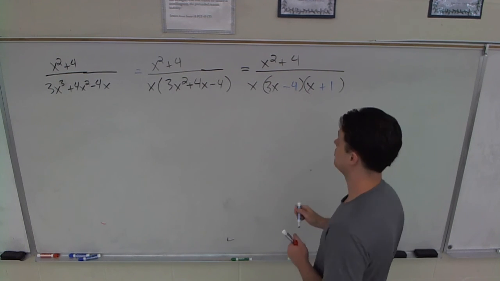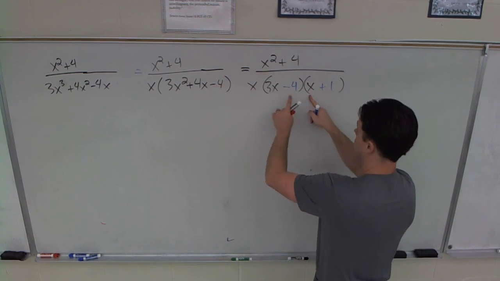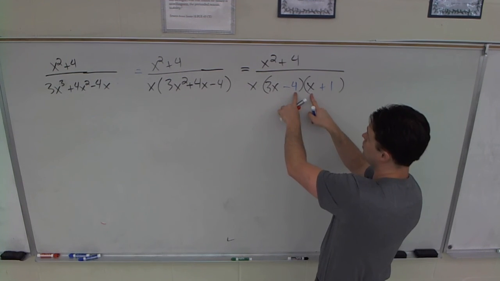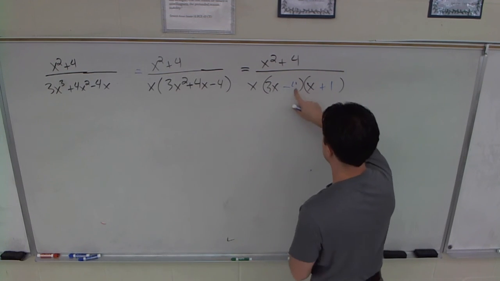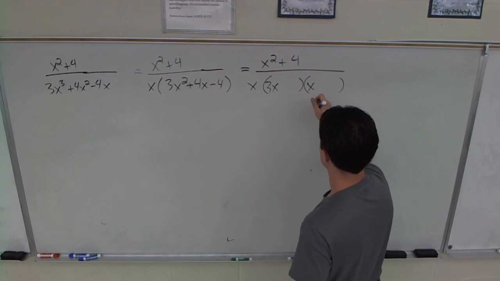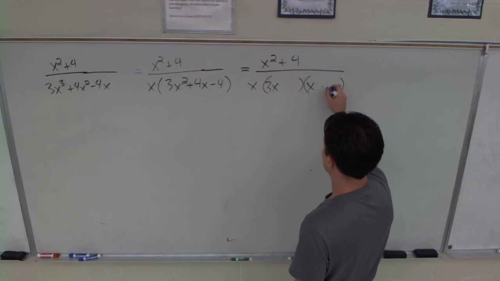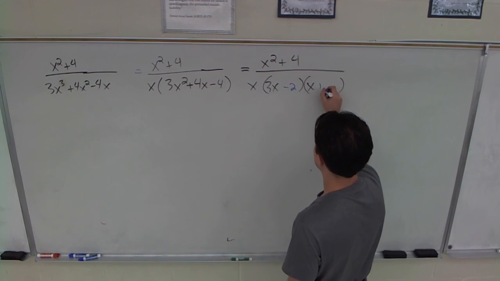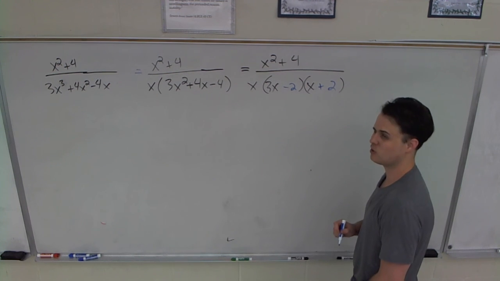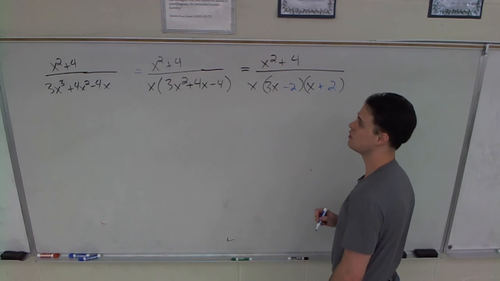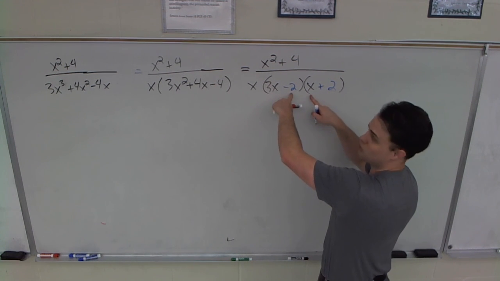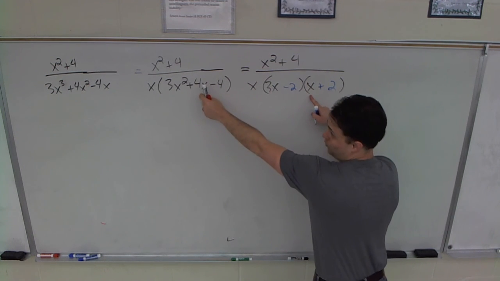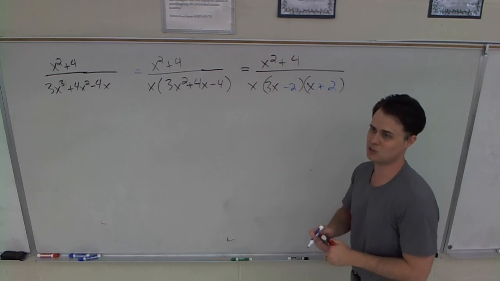Okay, let's check it. 3x squared, good. Minus 4x plus 3x. Nope, that's negative 1x. We're looking for 4x. So we do minus 2, plus 2. Yeah, that's it. Gotta think ahead if you're gonna guess and check these. That works: 3x squared, 6x minus 2x is 4x, and you get minus 4. Yep, that's the right answer.